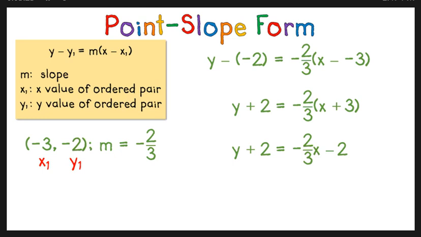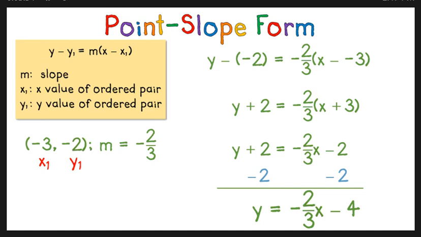We would then need to isolate y, so to undo that addition of 2 that's over here with the y, we would subtract 2 from both sides, and then we would have y equals negative 2/3 x minus 4.